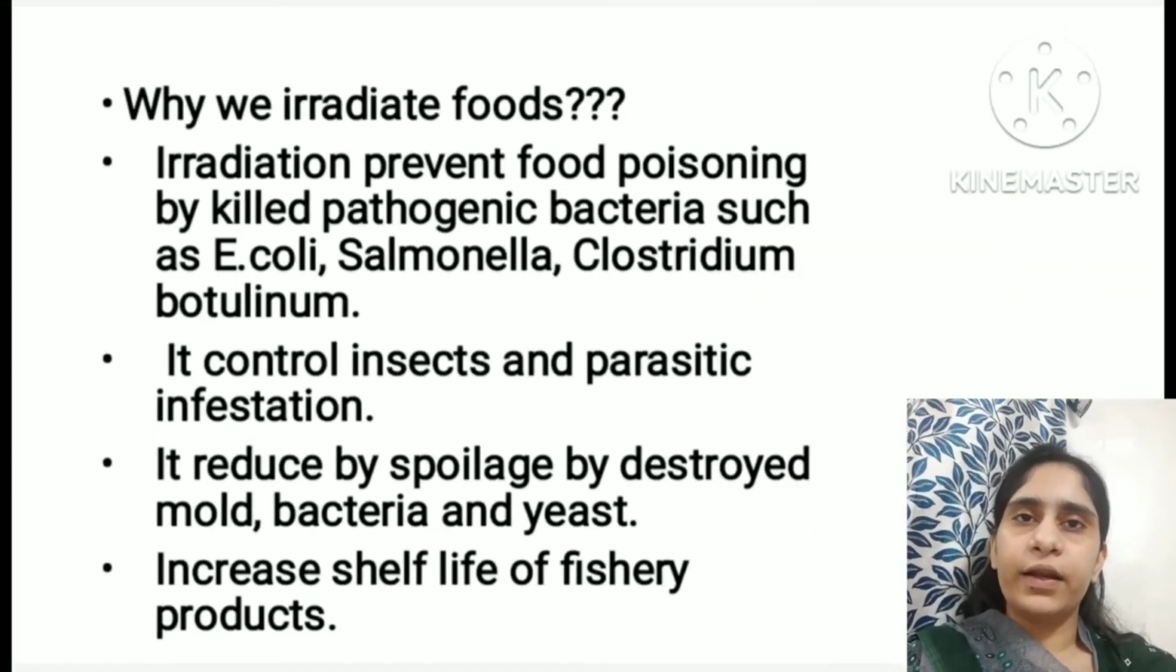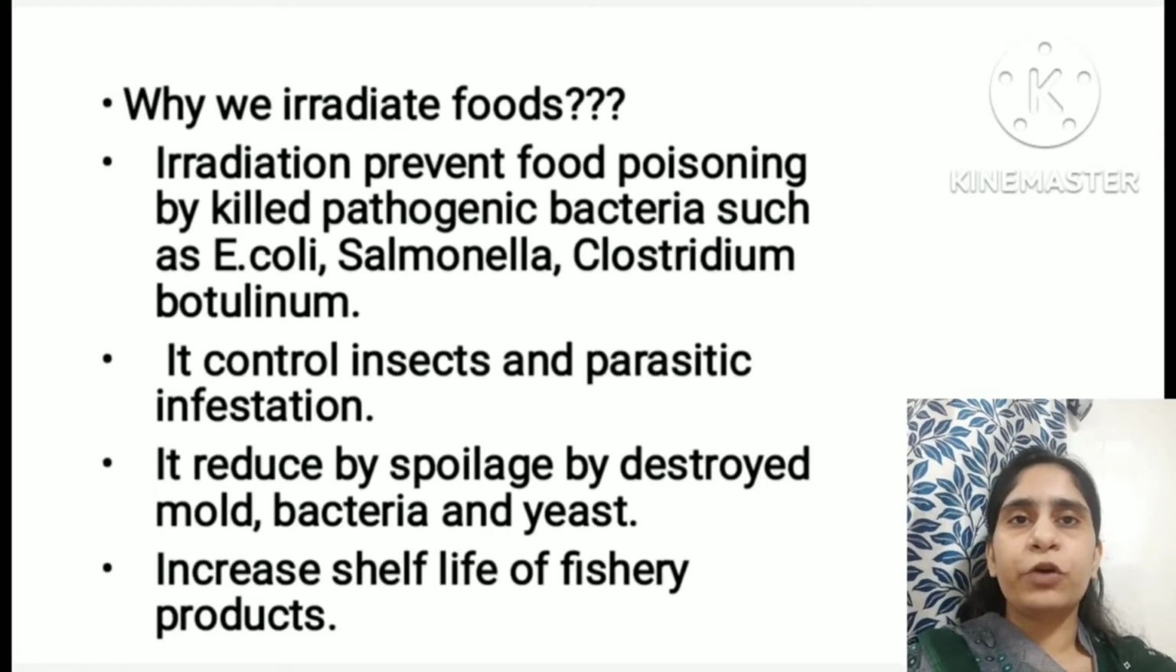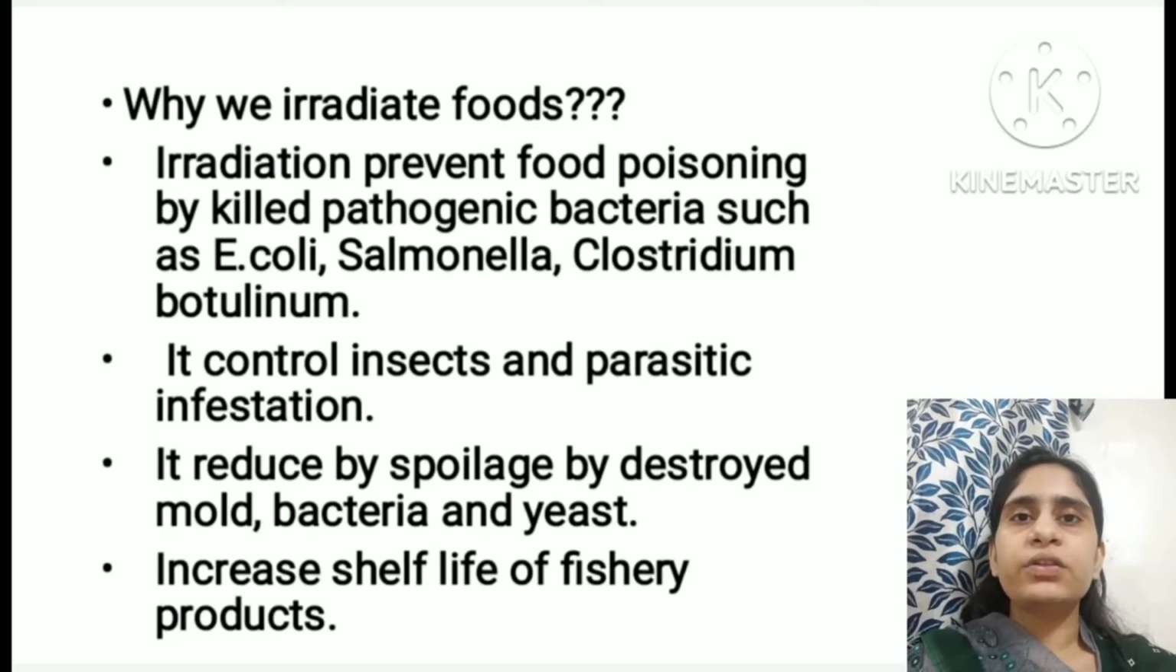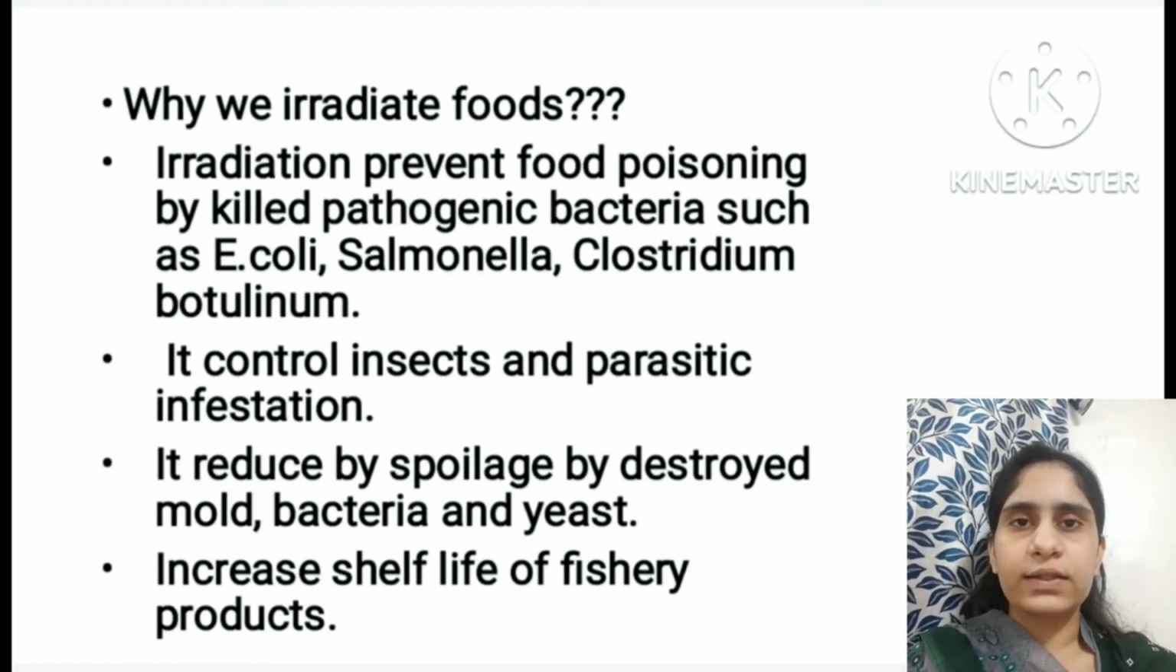Why do we irradiate food? Irradiation prevents food poisoning by killing pathogenic bacteria such as E. coli, Salmonella, Clostridium botulinum. It also controls insect and parasitic infestation. It reduces spoilage by destroying mold, bacteria and yeast. It increases shelf life of fishery products.